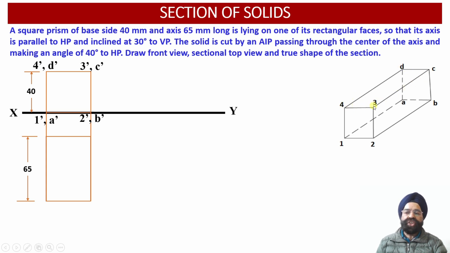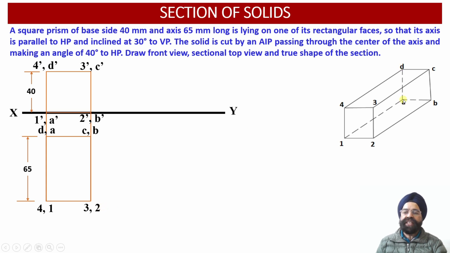So this edge is equal to 40 millimeter. This edge happens to be 65 millimeter. Here we can observe in the front face, points 4 and 1 will be overlapping with each other in the front view projection. Similarly, points 3 and 2 will be overlapping, corresponding to the front face projections of the square prism.